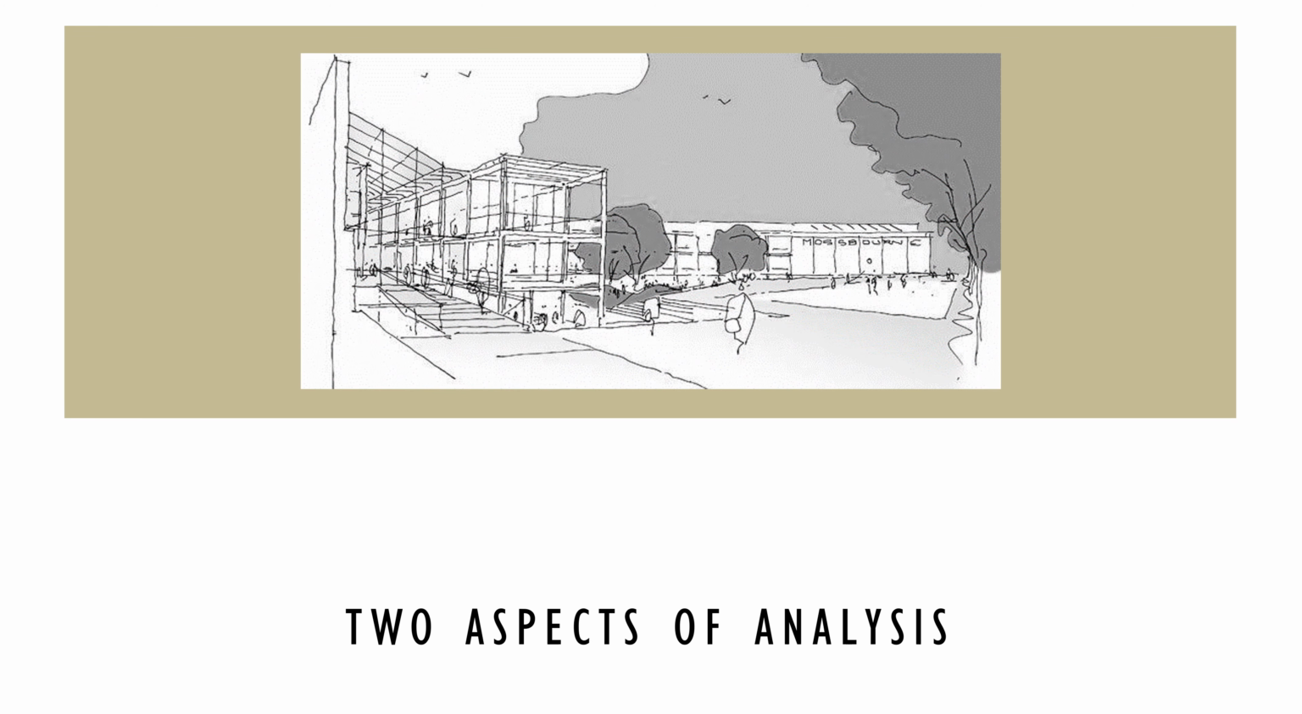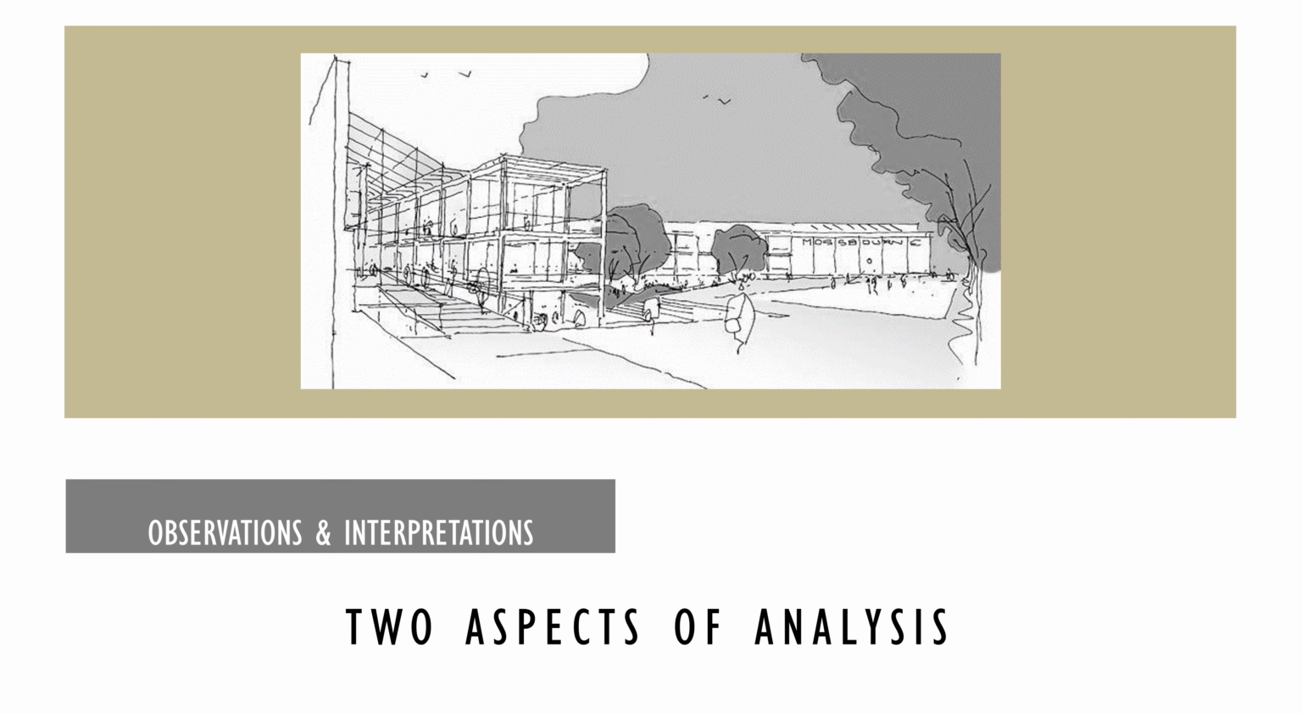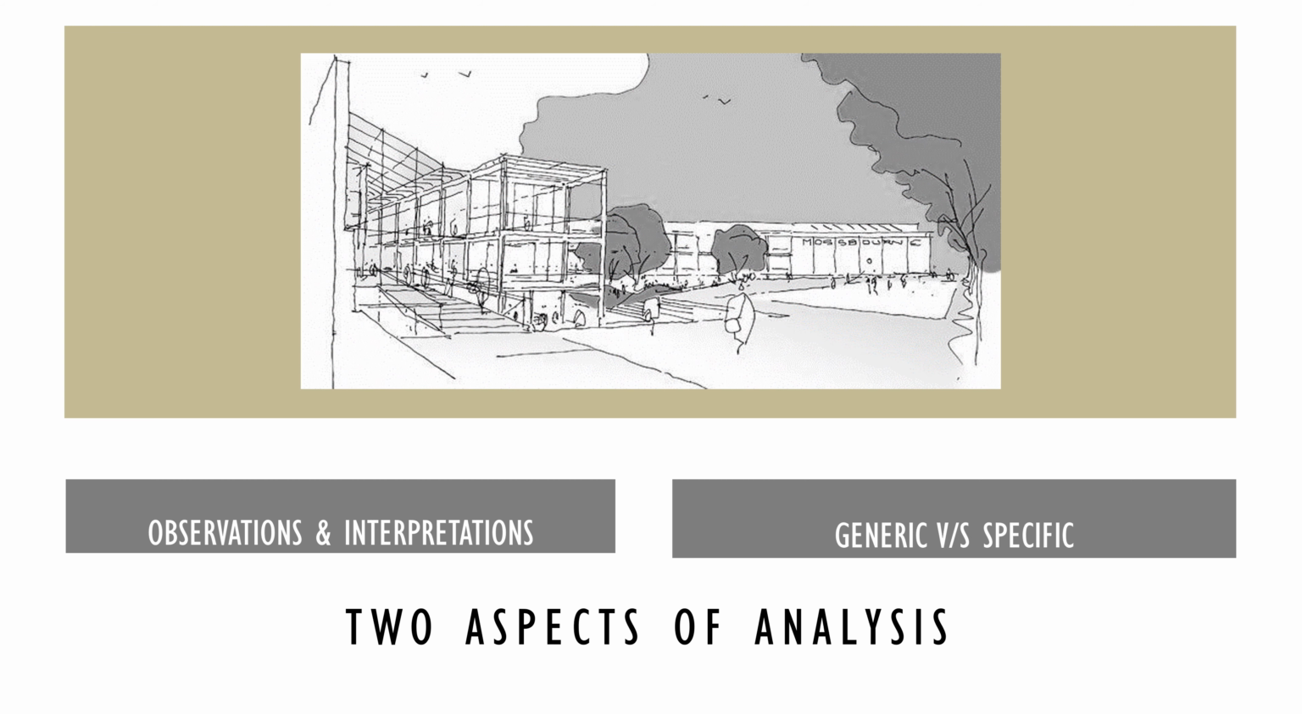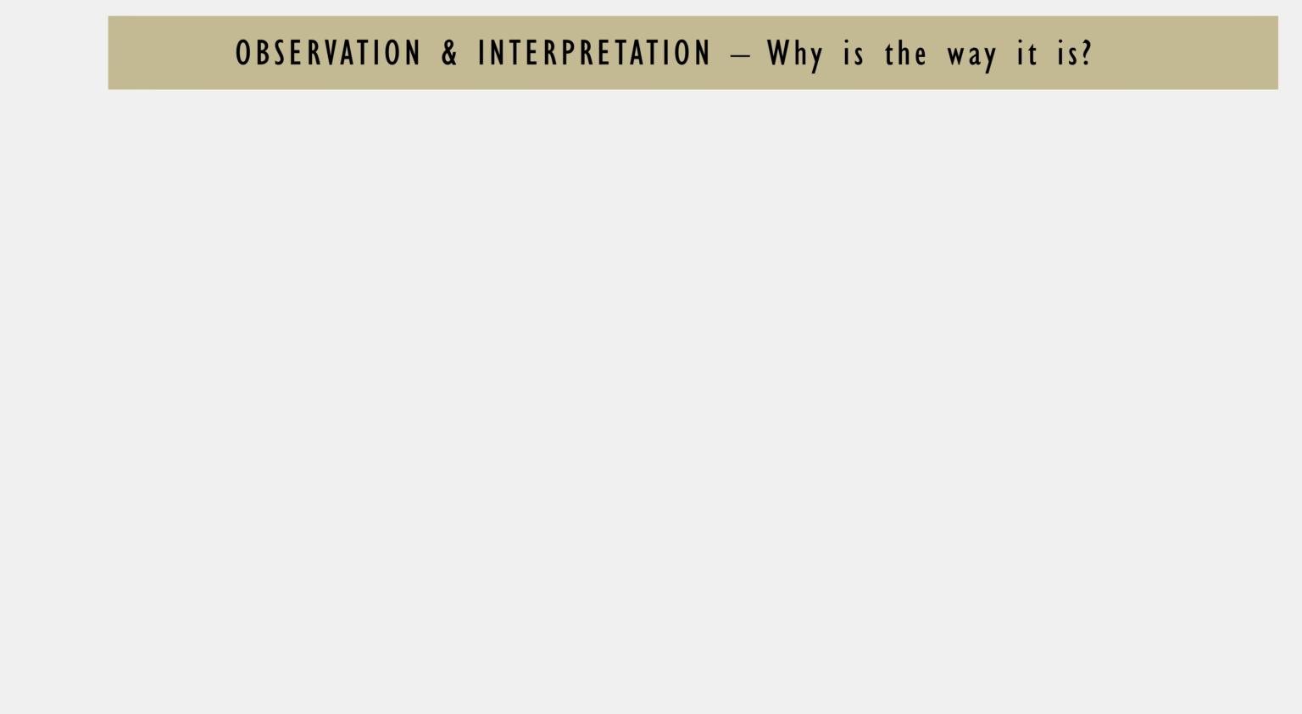Now, to understand this section of the case study, we have to keep two aspects in mind. One is observations and interpretations, and the other one is generic versus specific. To understand these deeper and what exactly they mean, let's move on to the further slides. Observations and interpretations. Why is it the way it is? This is a very important question.